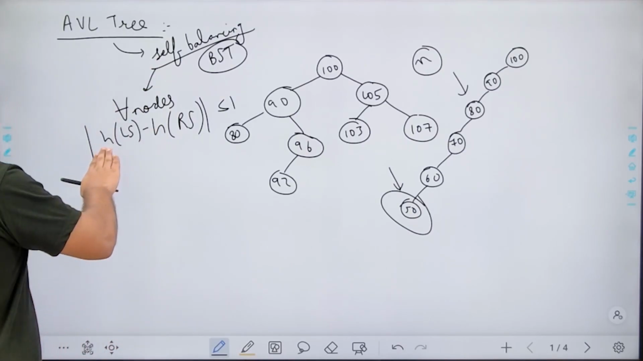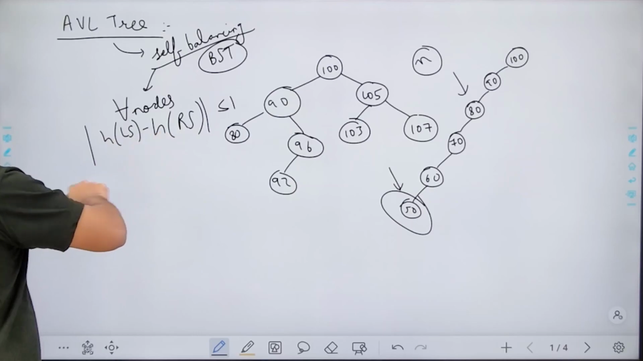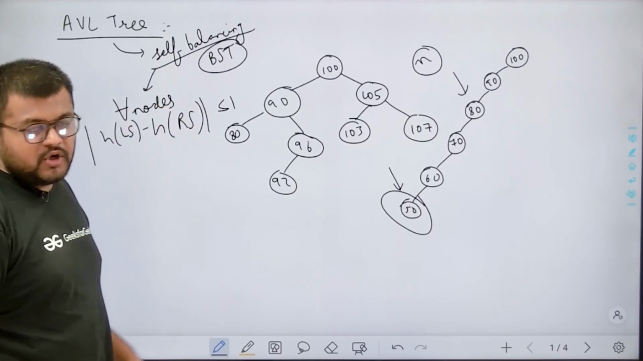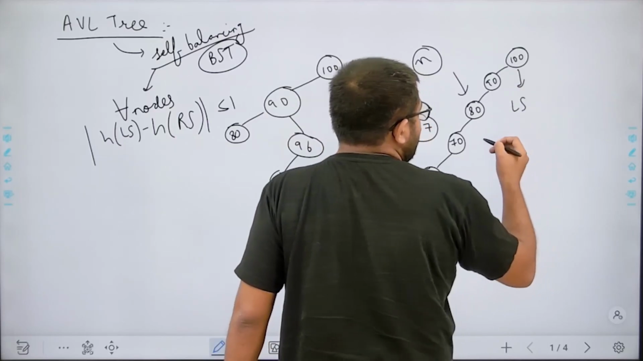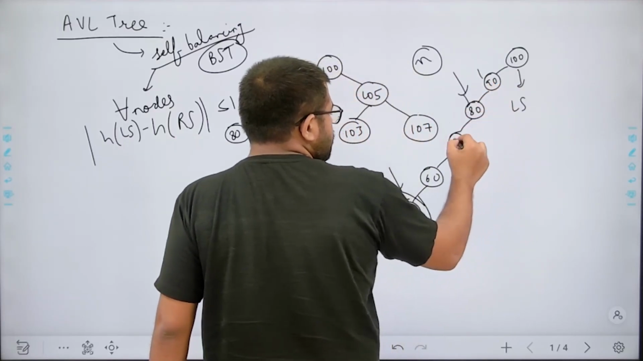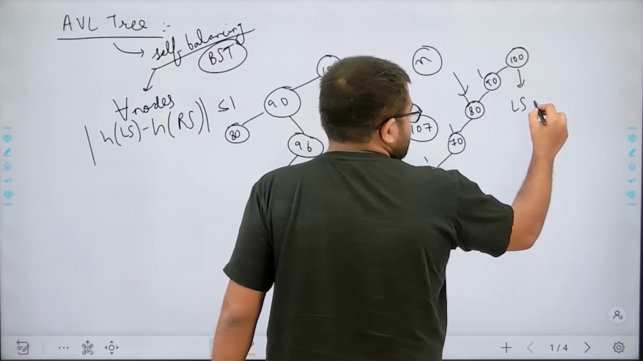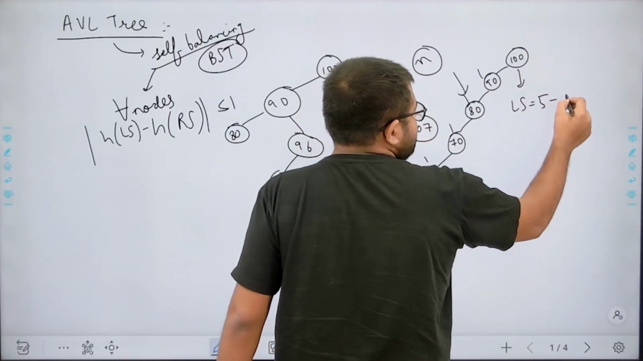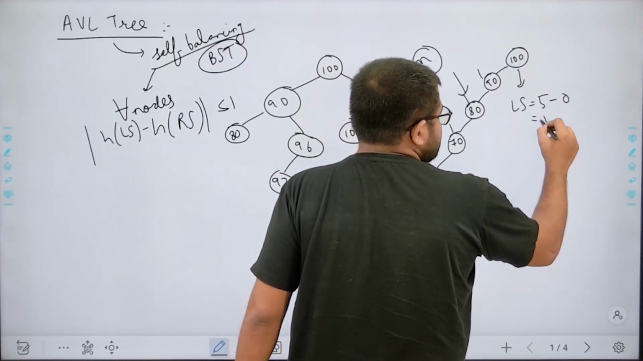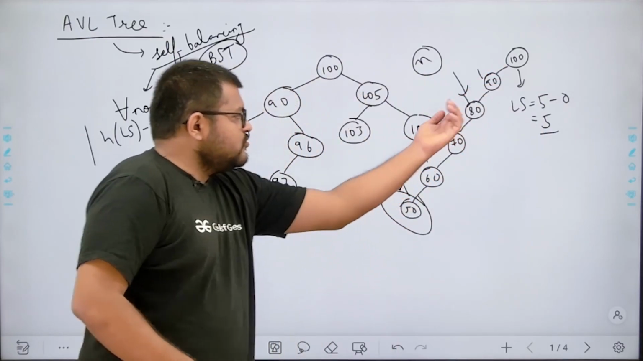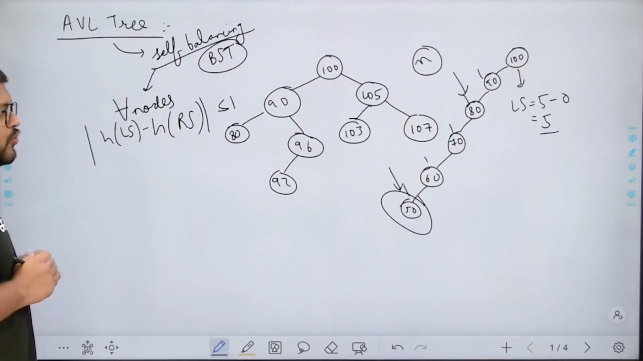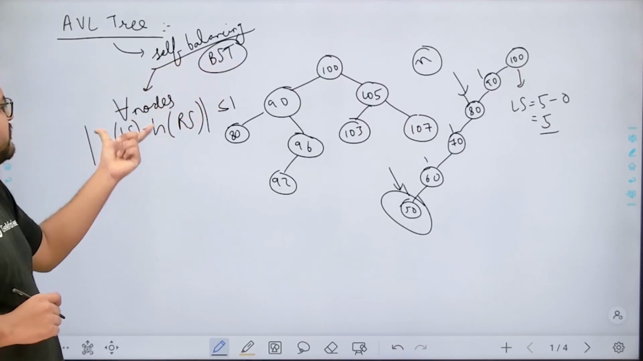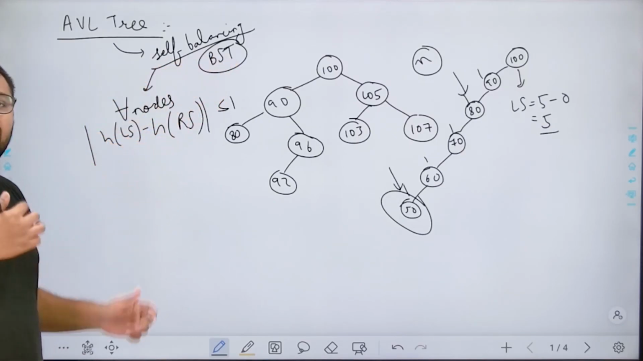So the left subtree height and right subtree height for all the nodes should differ by less than or equal to 1. Now if I calculate the left subtree height, how much is it? 1, 2, 3, 4 and 5. So it is 5, and in the right subtree there are no nodes, so 5 minus 0 is 5, right? So it is kind of tilted on one side. So this condition should hold true. So it is a binary search tree with this condition holding true for all the nodes.